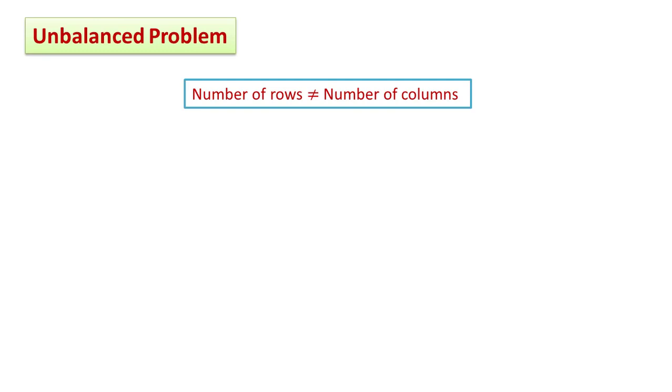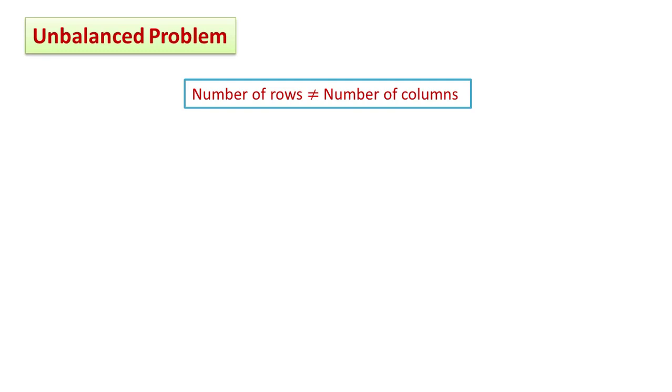In today's lecture, we will learn unbalanced assignment problem. First, what is unbalanced problem? An assignment problem is said to be an unbalanced assignment problem if the given cost or a profit payoff matrix is a non-square matrix, that is, number of rows is not equal to number of columns.